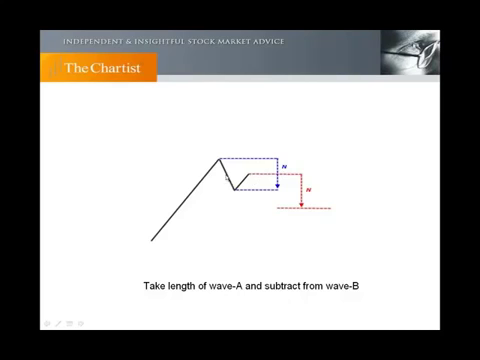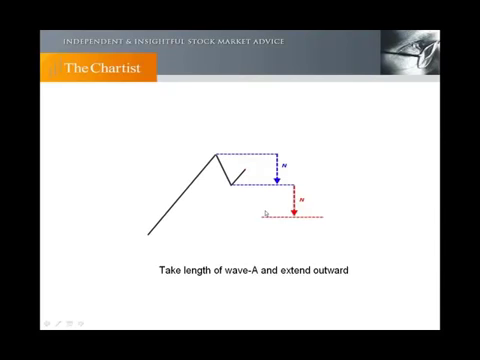Now, an external projection is when we extend outside of the wave we're talking about. The wave we're talking about here is this wave A right here. We're extending outside of that. All right, not internally, we're extending outside of that. And that's why it's called an external projection. This is the other one. We take the length of wave A and we extend it out. Wave A, extend out, usually 50% or 100% off this wave B high. But that's an external projection.